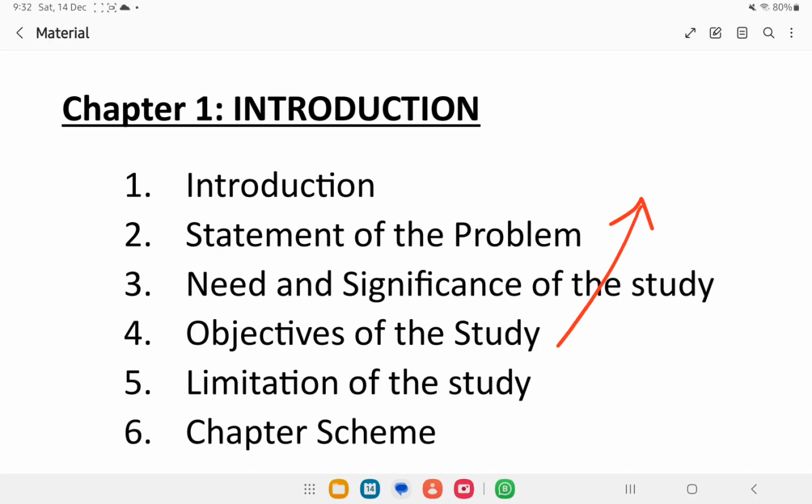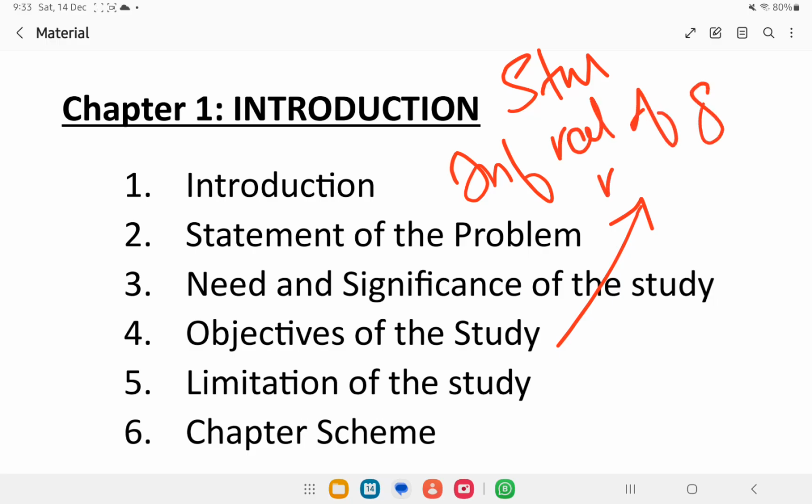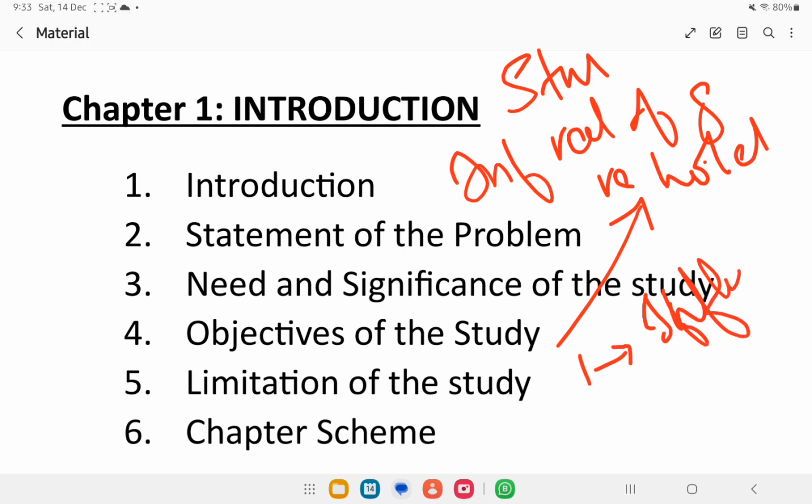It can be, once again telling that example, I am going to study the influence of reels on generating revenue for hotels. Then what will be my objective? The primary objective will be to find whether it influences or not, whether there is an influence of reels on hotel revenue.